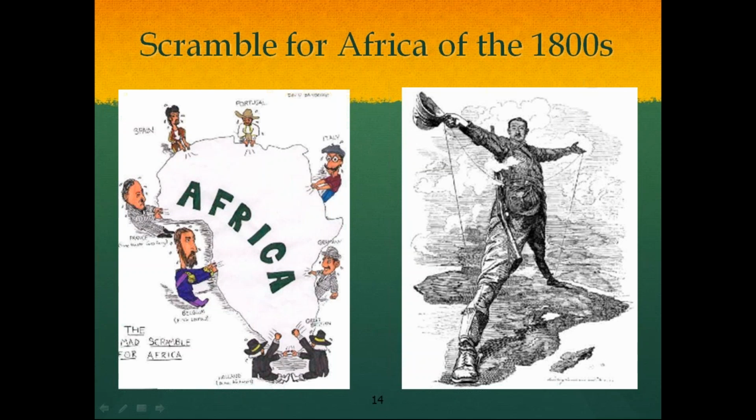Anybody know who this guy is? Who said that? Cecil Rhodes! People usually are like, what is it, Hitler? I don't know, he's got the little mustache. No, it's not. That's Cecil Rhodes.